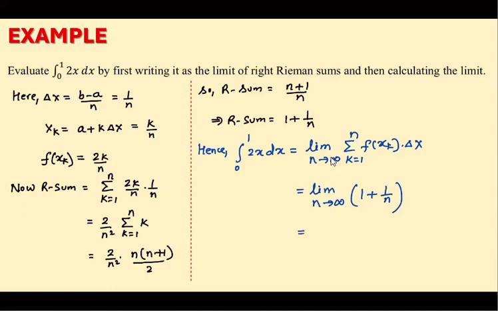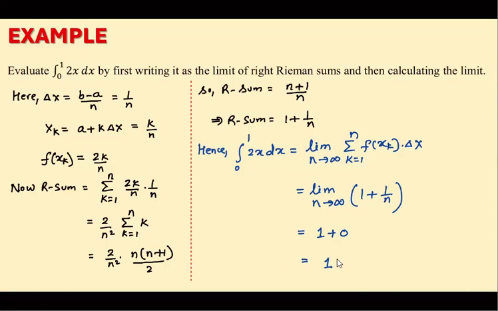And we need to evaluate this limit. When n approaches infinity, the limit of the constant 1 is just that constant, 1. And then plus, when n approaches infinity, 1 over n is 1 divided by a very, very large quantity, so that will be approximately 0. So we end up getting 1. The meaning of that is the value of this definite integral from 0 up to 1 is 1.